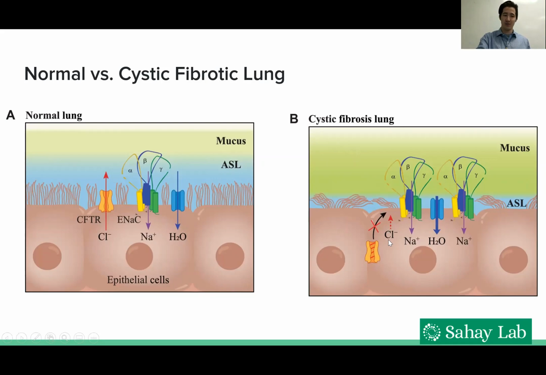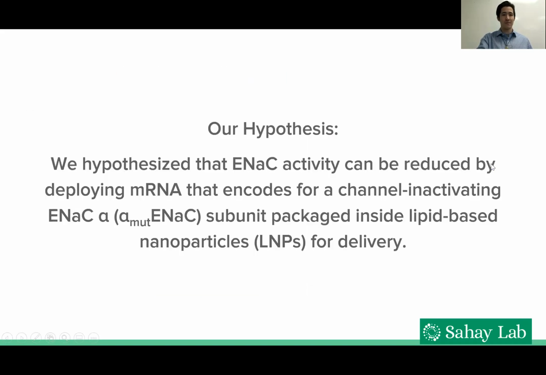impaired chloride ion transport due to the loss of a functional channel or channel formation. The ENaC channel in CF is not only upregulated, but hyperactivation of ENaC leads to increased water absorption and eventually a formation of a thick mucosal layer that is unable to be cleared from the airways. Therefore, we hypothesized in this study that ENaC activity can be reduced by deploying mRNA that encodes for a channel-inactivating ENaC alpha mutant subunit packaged inside of a lipid nanoparticle for delivery.